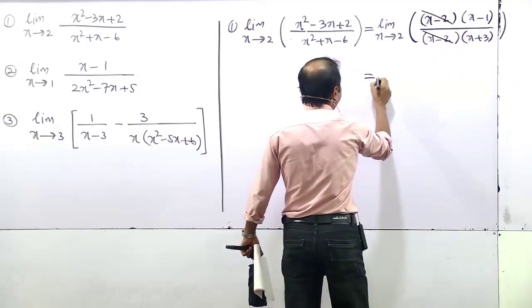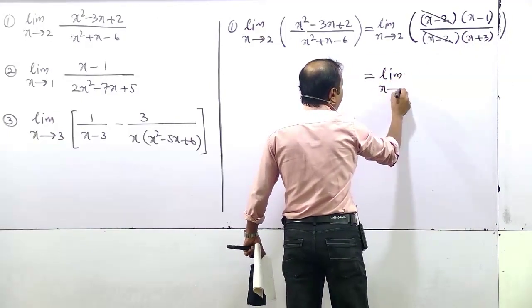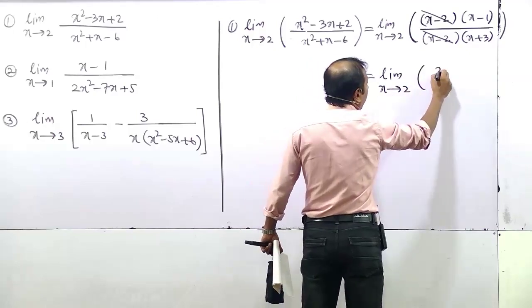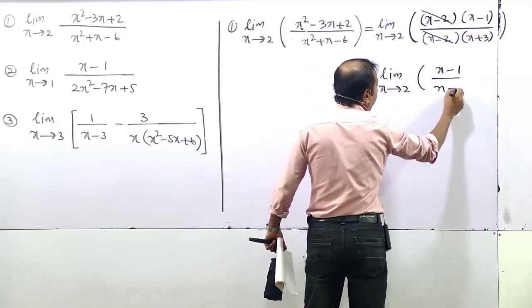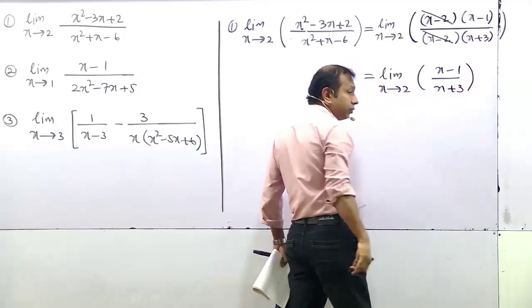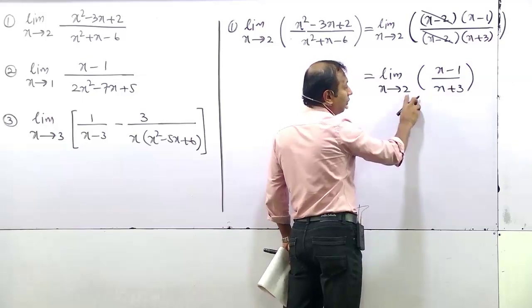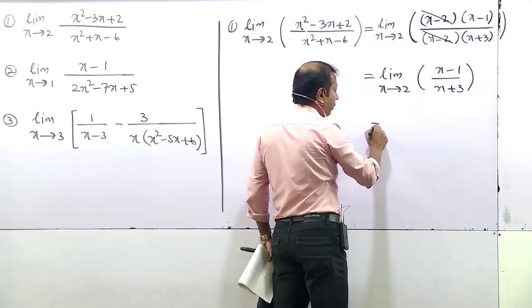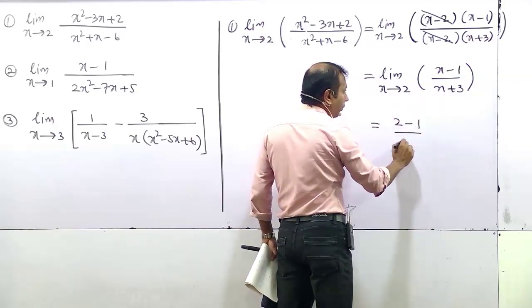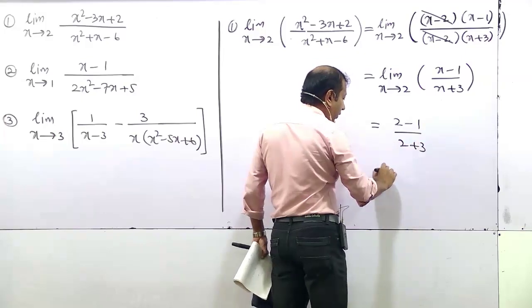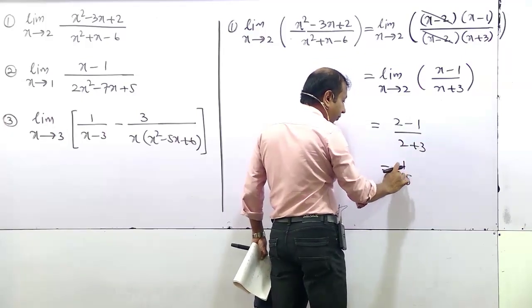Now we have limit x going to 2, x minus 1 over x plus 3. Right? Now substitute for x this value 2. What do you get? 2 minus 1 over 2 plus 3. What do you get? 1 upon 5.